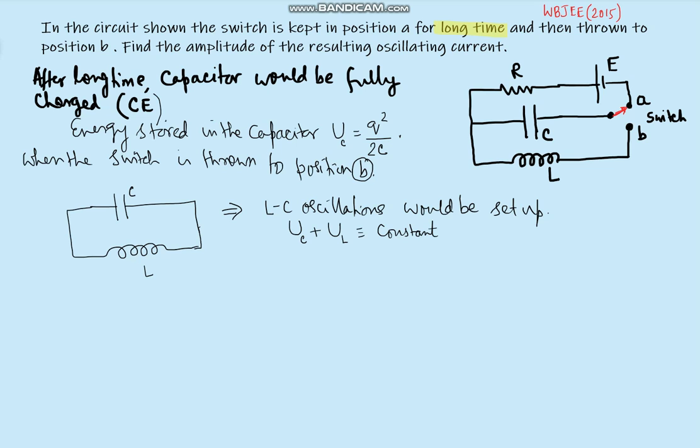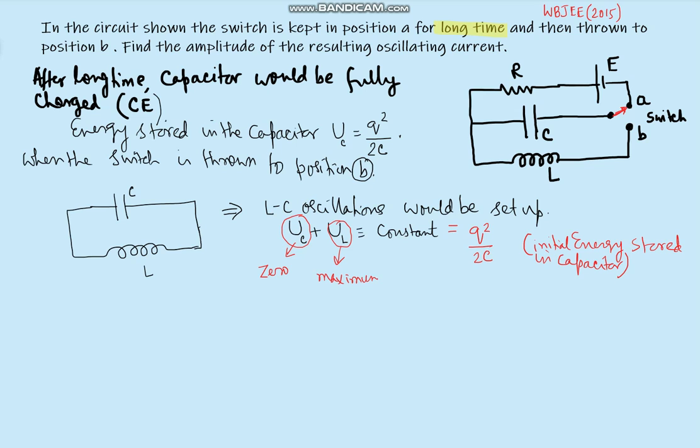When the energy through the inductor is maximum, the energy stored in the capacitor will be 0 or the minimum. And what is this constant? This constant is nothing but Q square by 2C, the initial energy stored in the capacitor. I hope you got this idea.